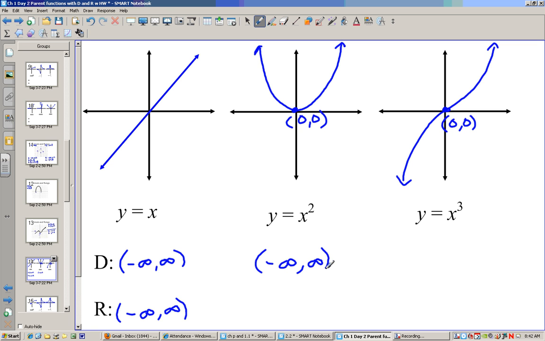But my y values don't. My y values start at 0. And 0 is included because there is the point 0, 0. So we use a bracket on the left-hand side. But since it goes up to infinity, we use a parenthesis on the right-hand side. X to the third goes to left and right forever and up and down forever. So we have negative infinity to infinity for each of these answers.